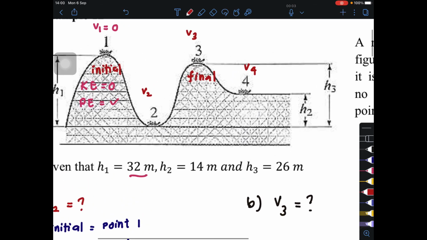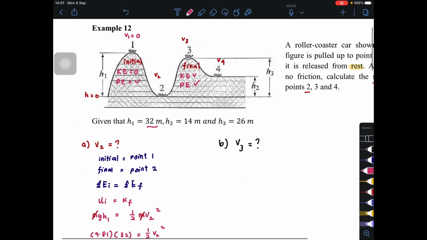Okay. So obviously here we have a certain height. And as I said, since it is still moving along the way, we have both kinetic energy and potential energy. So that one will be the final. So, just substitute.